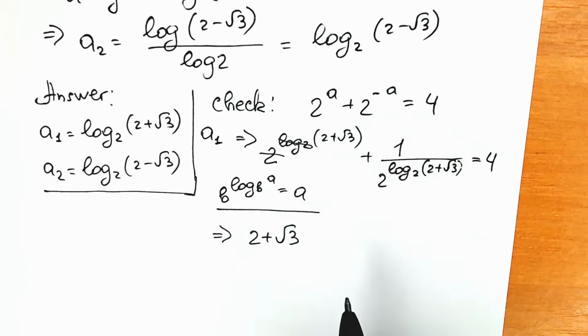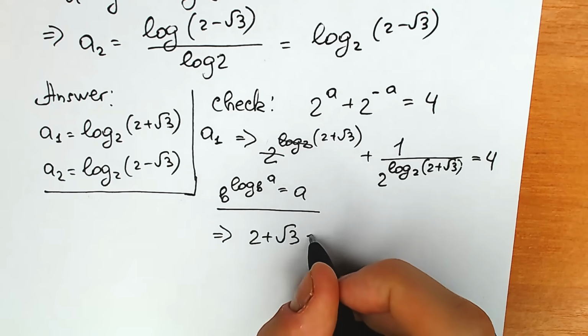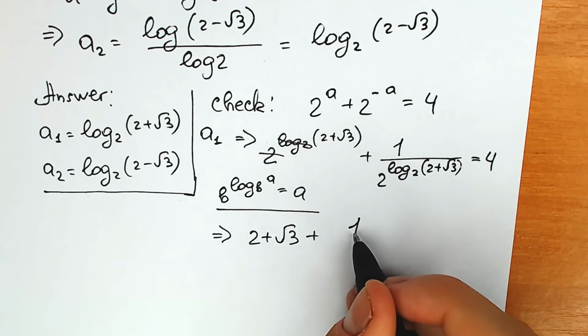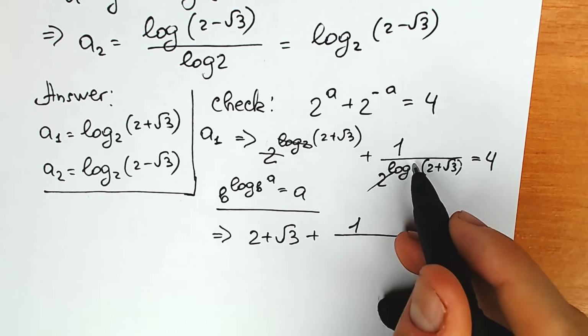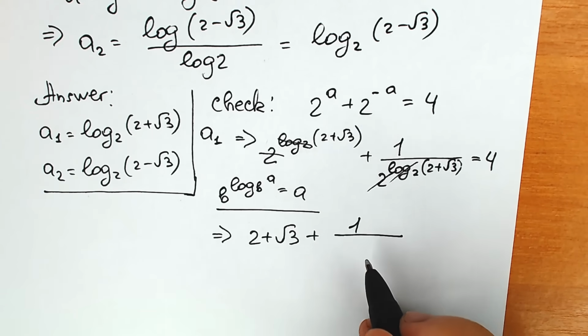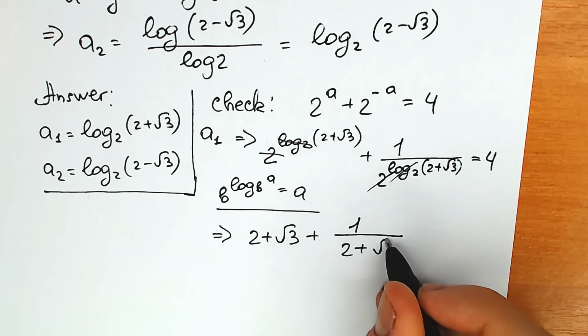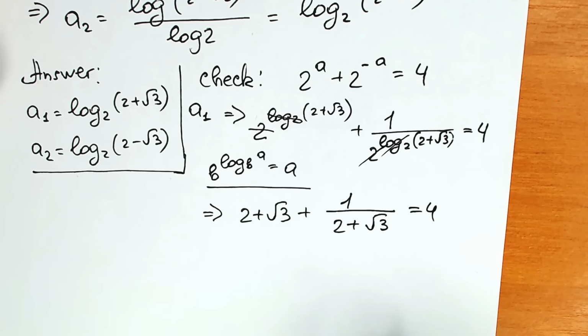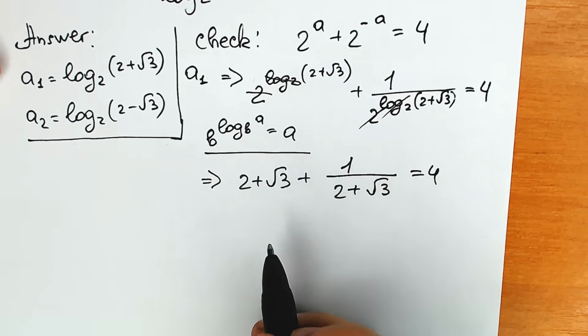We're going to have 2 plus square root of 3 only, plus the same thing on the right side, or right here. So 1 over the same thing. We're going to cancel 2 and log 2. As a result, we have 2 plus square root of 3, 2 plus square root of 3 equal to 4. So as you can see, we don't have a log anymore. So right now, let's simplify this expression.